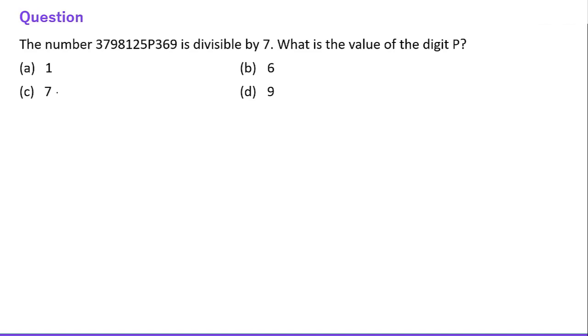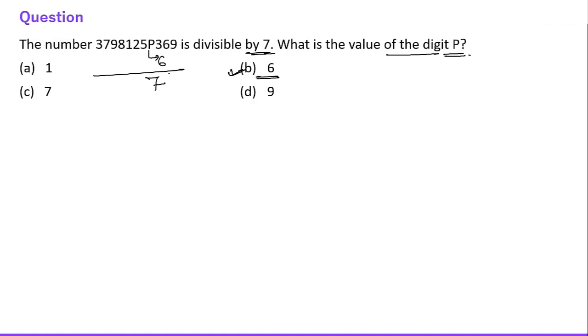Next question is saying the number is divisible by 7. What is the value of the digit P? See everyone, this question is again, I would say, a lengthy question. It's not a tough question, but a lengthy question, right? Here, you have to put in all the options and check the value. Which number is divisible by 7? This is true for 6. When you put P as 6 and divide the entire number by 7, then it is completely divisible, right everyone?